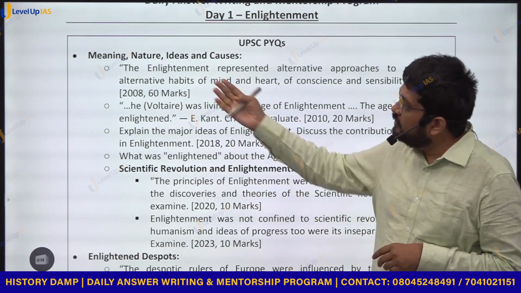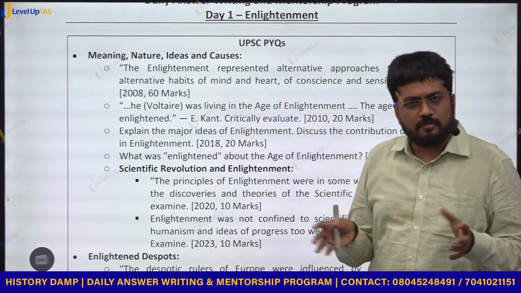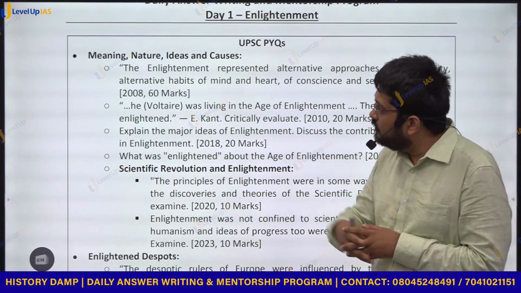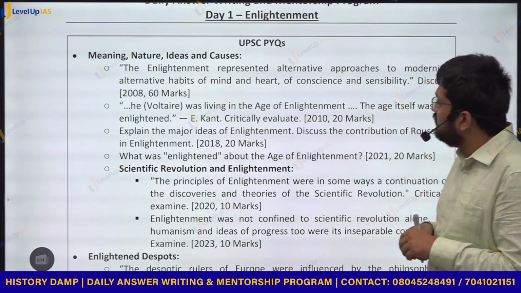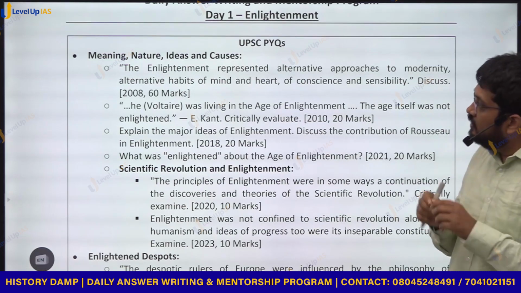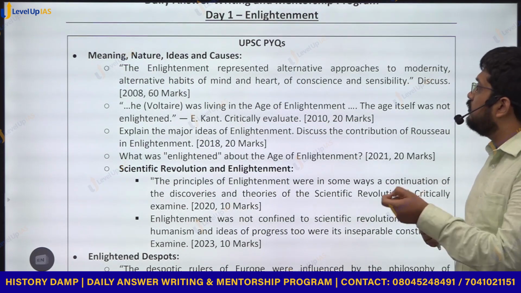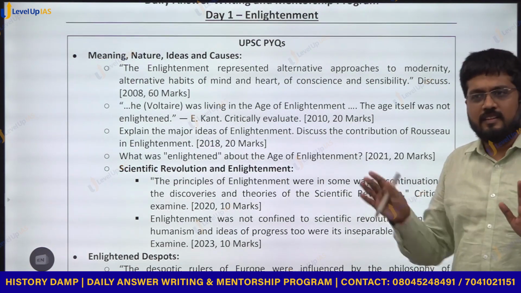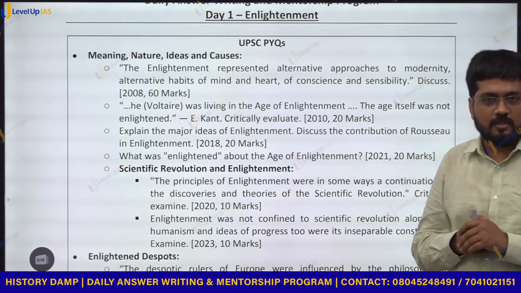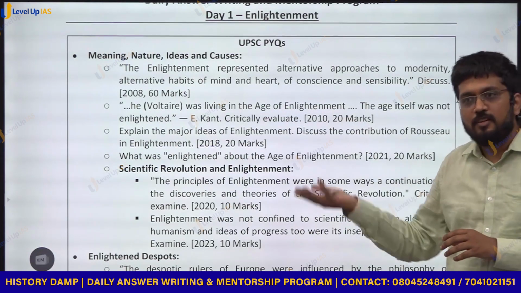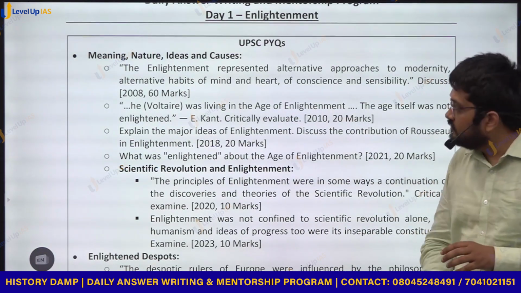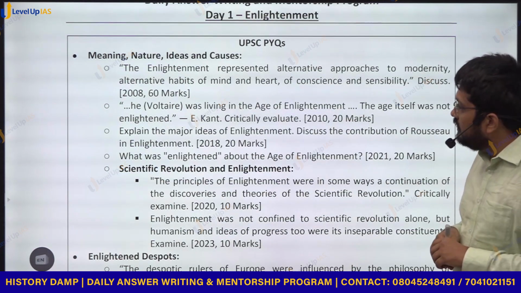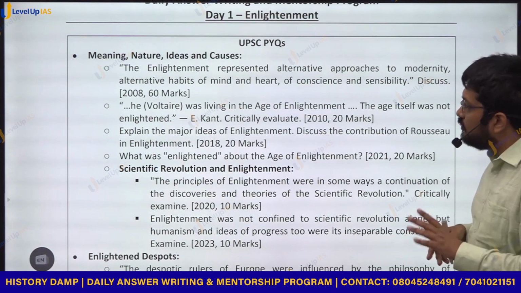Some of the questions are on meaning, nature, ideas and causes, all muddled. One question was: the Enlightenment represented alternative approaches to modernity, alternative habits of mind and heart, of conscience and sensibility. It looks very difficult, but it's nothing. Tell what was different in different parts of life compared to the previous era, the basic ideas. He, Voltaire, was living in the age of enlightenment. The age itself was not enlightened.